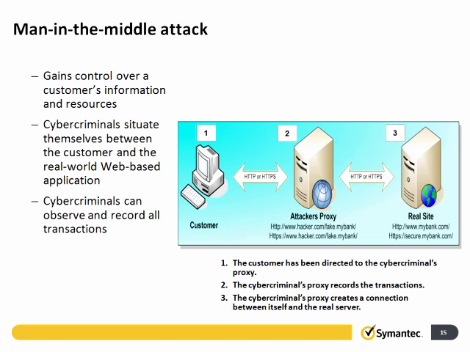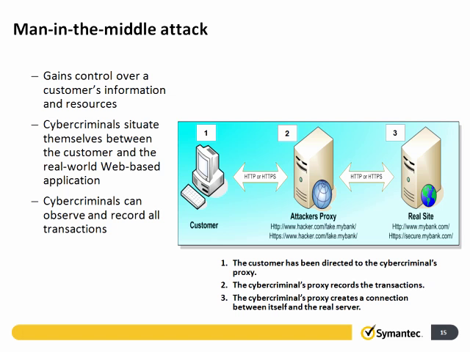One of the most successful vectors for gaining control of customer information and resources is through man-in-the-middle attacks. In this class of attack, the cybercriminal situates himself between the customer and the real web-based application and proxies all communications between the systems. From this vantage point, the cybercriminals can observe and record all transactions. This form of attack is successful for both HTTP and HTTPS communications.